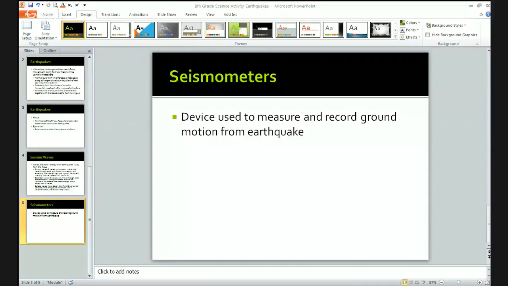So the next thing that you're going to do is I've got a video on the earthquake foldable that you're going to make. So make sure that you get that done too, because just like with all the other foldables that we did, you might get to use this on a quiz. So again, if you have questions, just let me know.